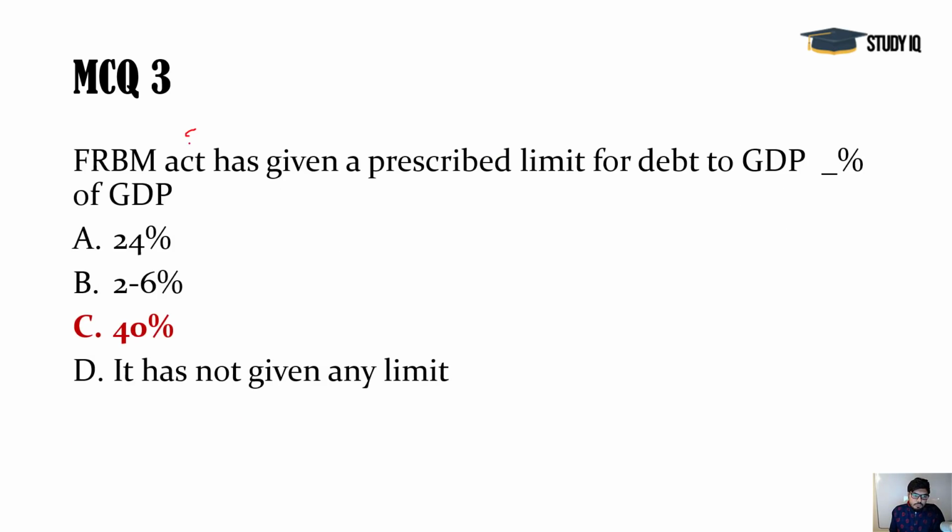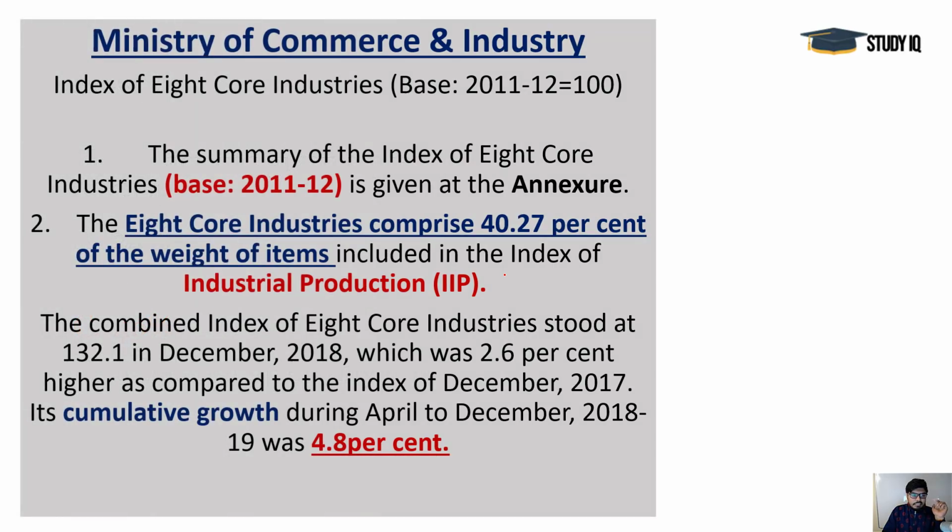Next, the FRBM Act, which came in 2003, had given a prescribed limit for the debt to GDP ratio of 40% for the center and 20% of GDP for the states. Okay, that's important. Next, the data from the Ministry of Commerce and Industry.